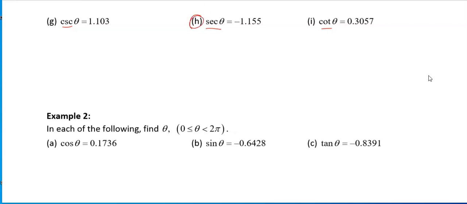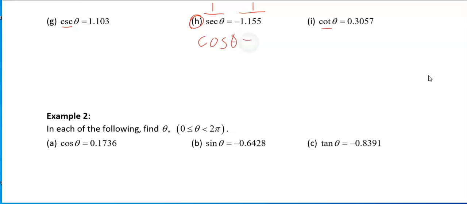Let's try H. I'll do H right here. So I'm looking at secant theta equals negative 1.155. Well, secant is actually the reciprocal of the cosine ratio, isn't it? Okay, so what I'm really going to do here, think of it as this. I'm going to take both sides of this equation and flip both of them over, or take the reciprocal of both of these sides. All right, so really that's what I'm doing. I'm taking the reciprocal. Now, if I take the reciprocal of secant, 1 over secant is cosine theta.